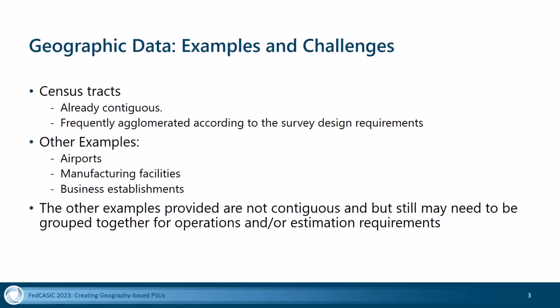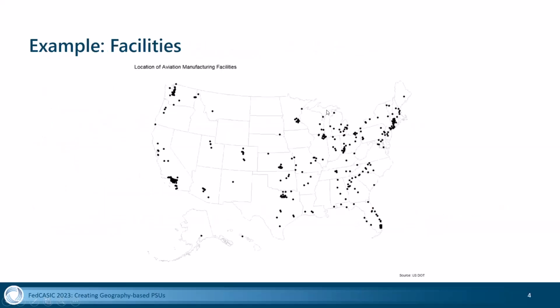In this presentation, I'll be taking a geographic approach, but the key thing here is that not all geographic data is contiguous in an obvious sense, and you may have to put in some business rules on grouping them together. So just to give an example, this is a chart of 381 aviation manufacturing facilities. I'm masking the data a little here. It is public information, but I just am in the habit of masking things anyway.